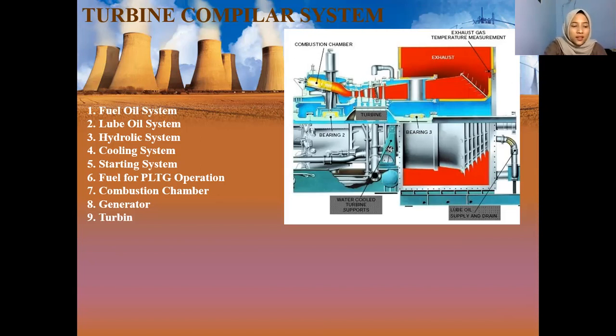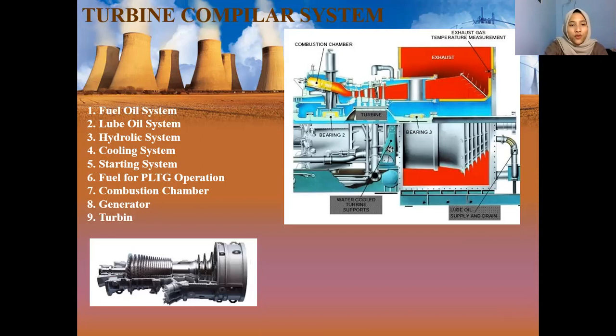Number 4, cooling system. The hot lubricating oil that has been used to lubricate the turbine bearing and the generator bearing will enter the lube oil cooler to be cooled by the lubricating oil cooling system, with the cooling medium being water.